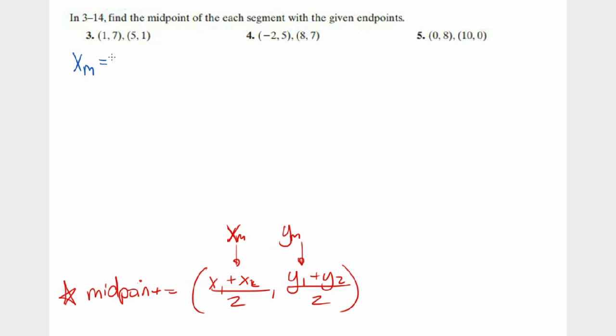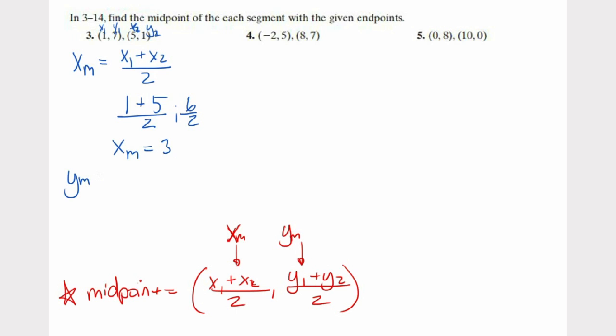So the midpoint of x is equal to x1 plus x2 over 2. This is x1 since it's the first point. This is y1, x2, y2. So here, the x-coordinate of the first point is 1, and the x-coordinate of the second point is 5. So let's plug that in. 1 plus 5 is 6 over 2, so the x midpoint is 3.